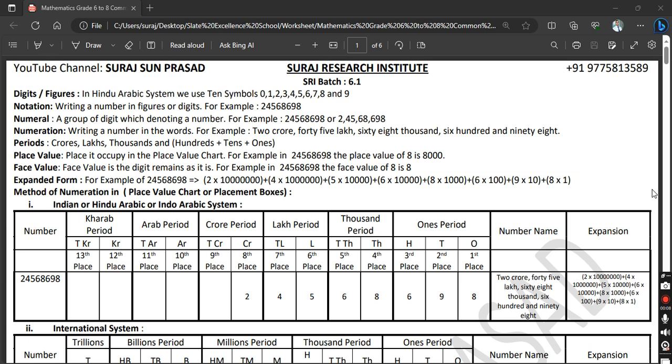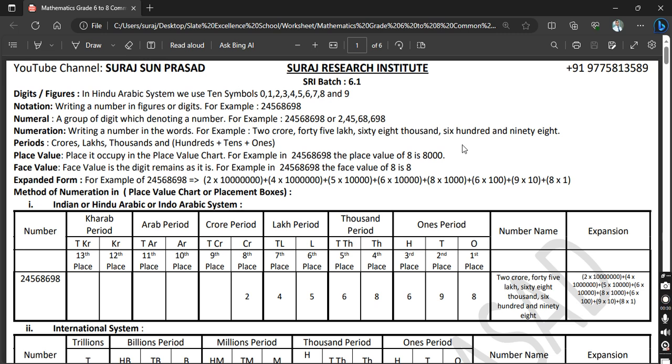For that, we are going to start from the very basics of mathematics. As in English, we know that the alphabet is the very basic, similarly, in mathematics, digits and figures are the very basic ones. As you are able to see, digits and figures are mentioned over here. So the Hindu Arabic system is written.